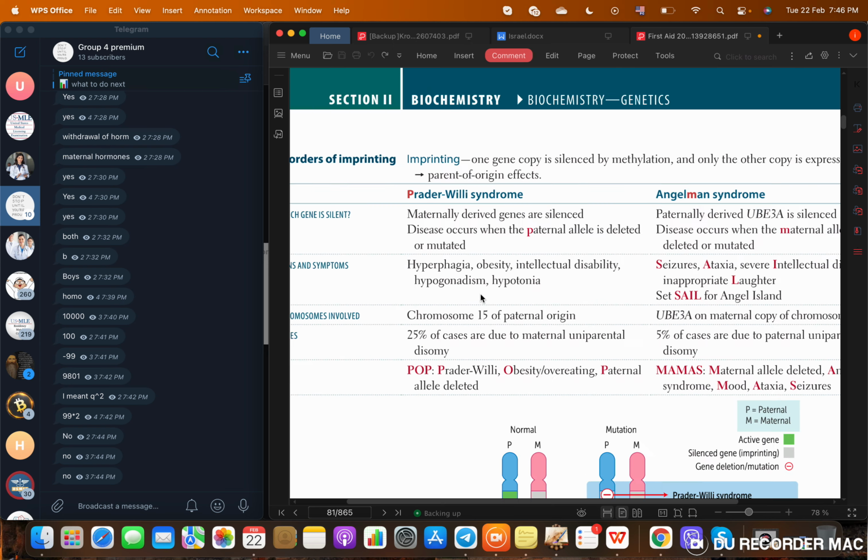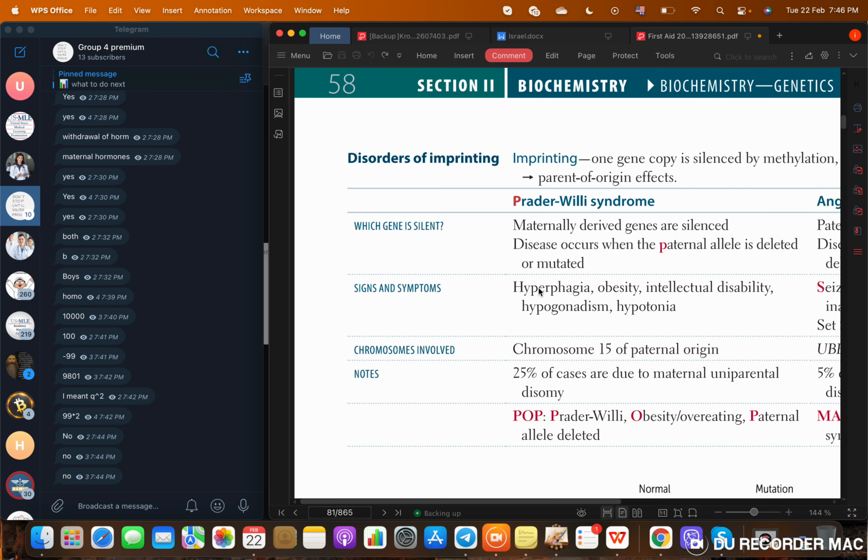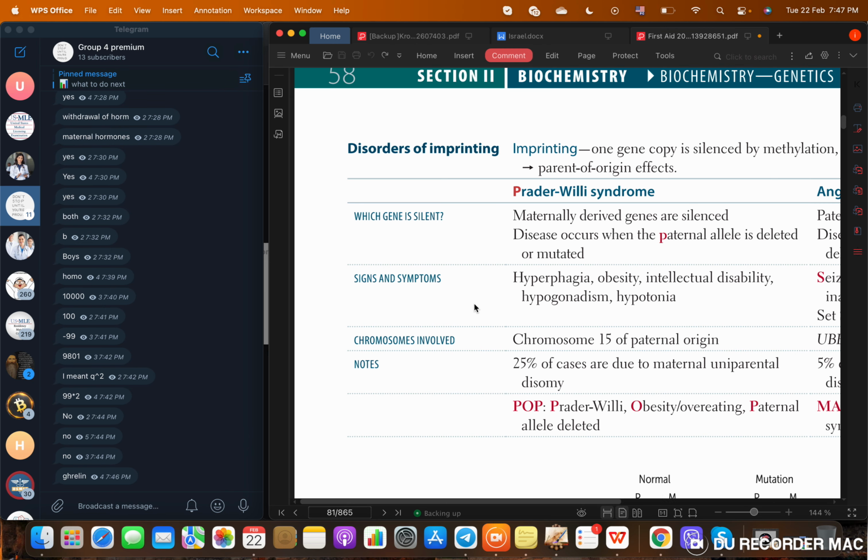Prader-Willi syndrome has these things. First, hyperphagia, so they eat a lot because of an increase of which hormone in Prader-Willi? I told you about it. Which hormone? Ghrelin. Excellent. I did not expect you to know that actually. Nice. So ghrelin is going to be increased. And they can have obesity, intellectual disability, small testicles, and hypotonia.